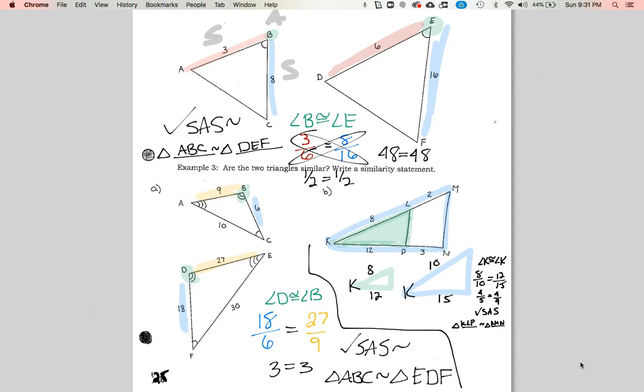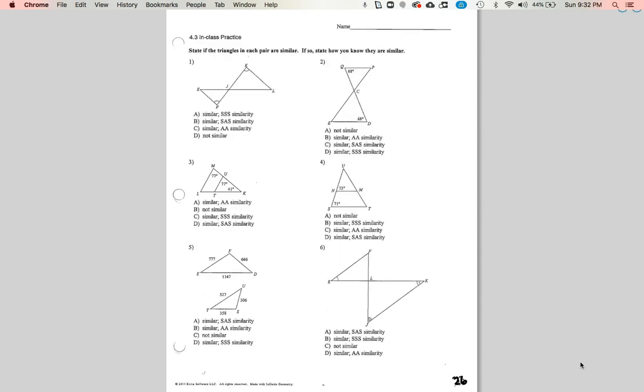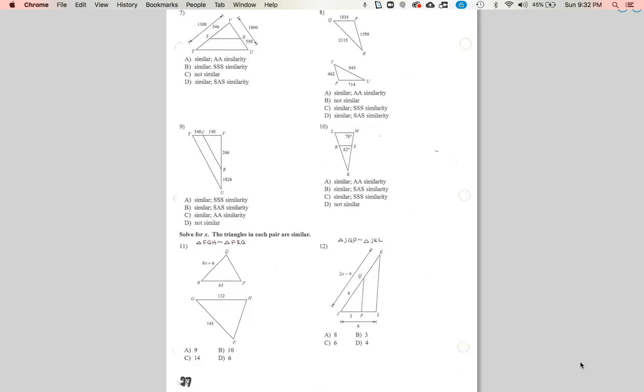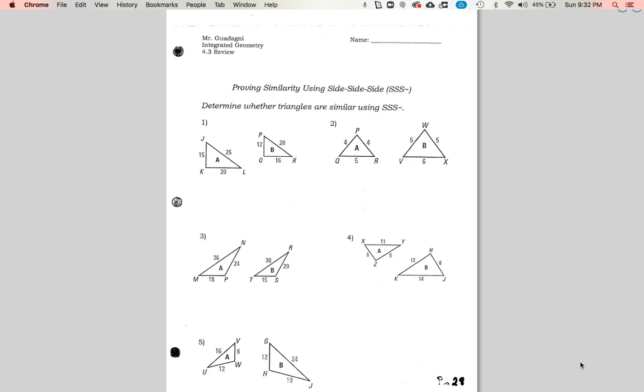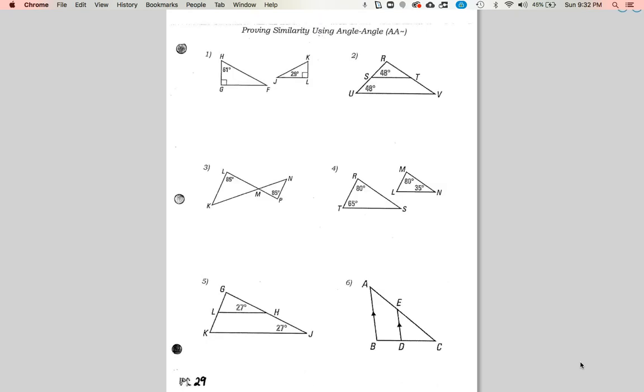All right, so there's three strategies that we have: side, side, side, angle, angle, and side, angle, side. Tomorrow is a practice day. This is something that you're going to have to get used to, practicing being able to see those. So tomorrow I want you to do this in-class practice, and then I want you to do the homework that's available as well. There's also a review here for 4.3.